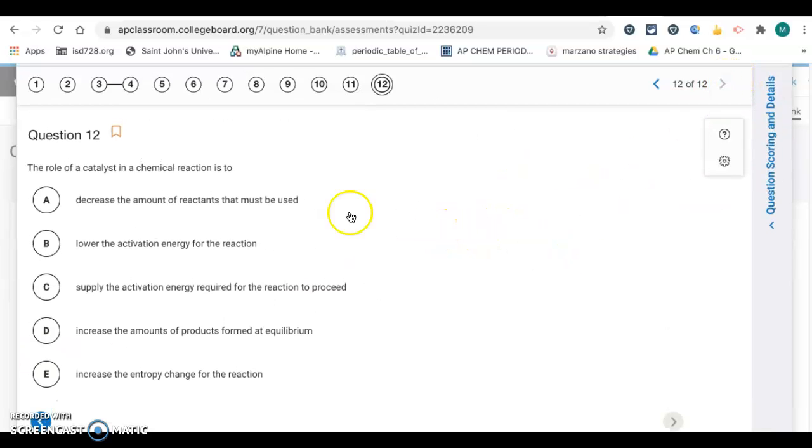Okay, and then the last one, question 12. The role of a catalyst in a chemical reaction is that it's just going to lower the activation energy. So that's going to be letter B. It lowers the activation energy, so there's more effective collisions and the reaction goes faster. So letter B is the answer there.